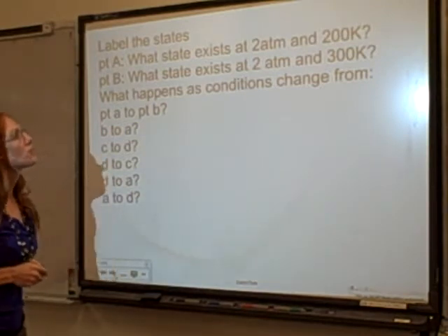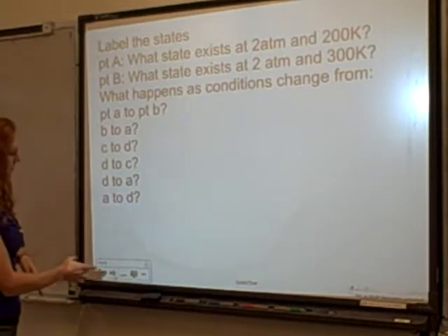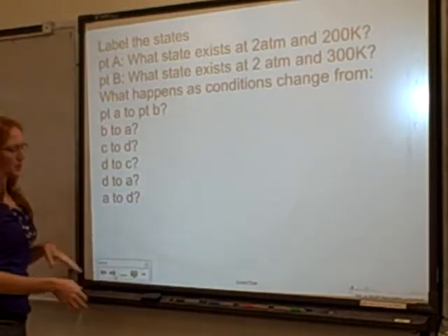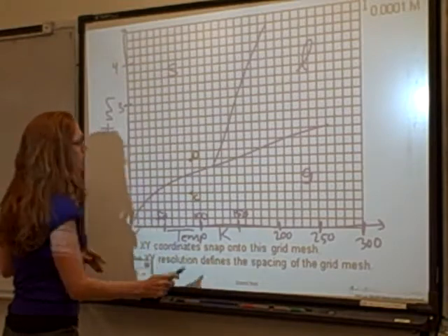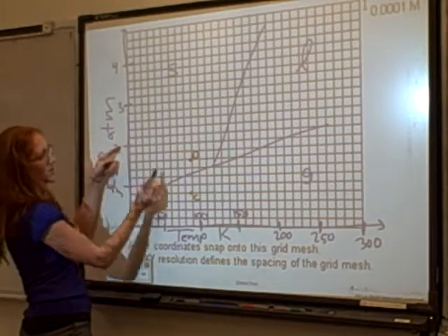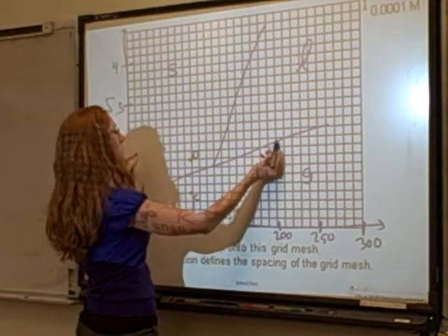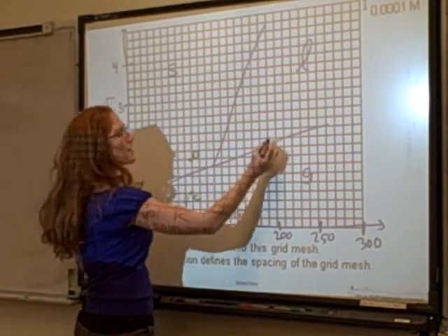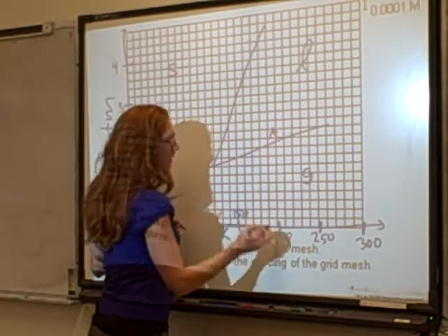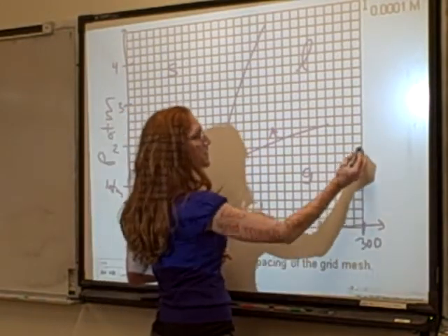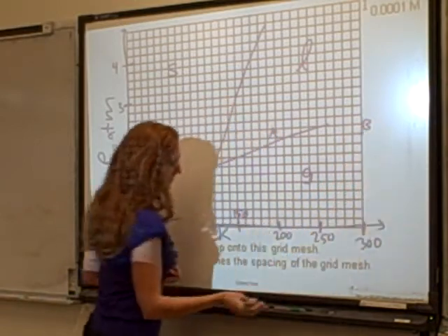Part A. What state exists at 2 atmospheres and 200 Kelvin? These are typical problems you could get about these, and just getting familiar with the phase diagram. So 2 atmospheres and 200 Kelvin, that'll be point A. 200 is right here. 2 atmospheres is right here. So this is my point A. And I know point B, I put it 300 Kelvin and also 2 atmospheres. So there's B.